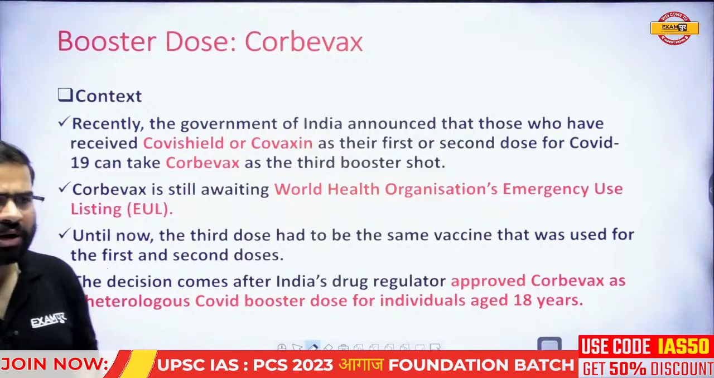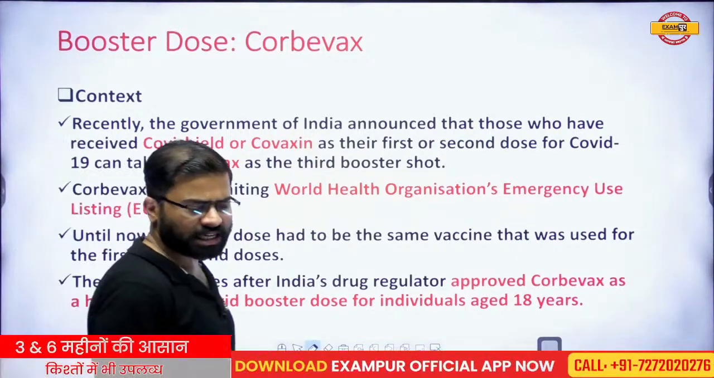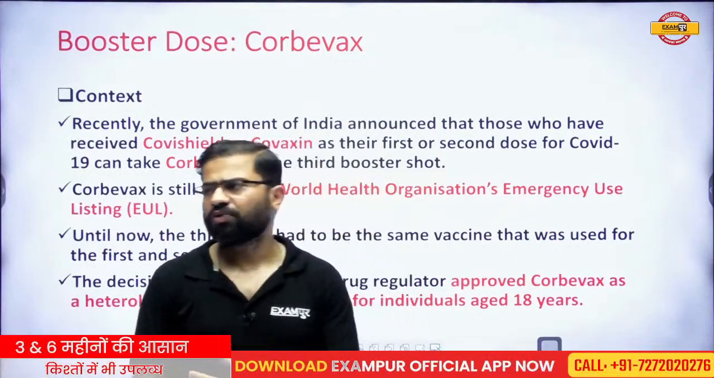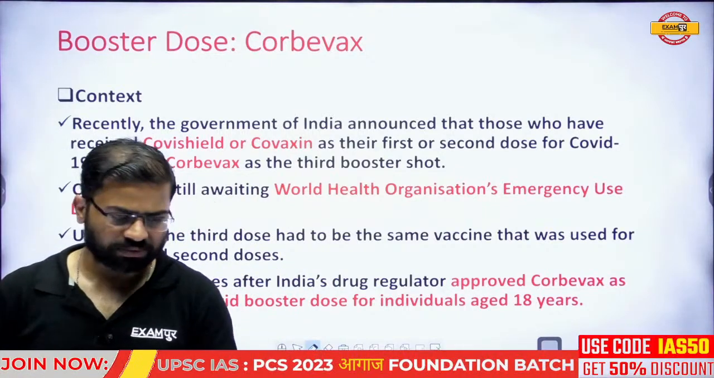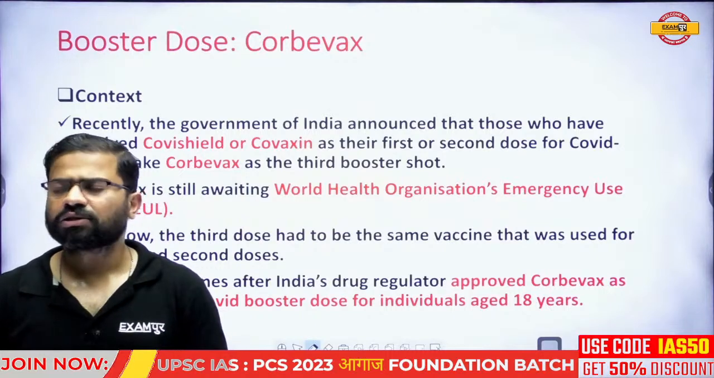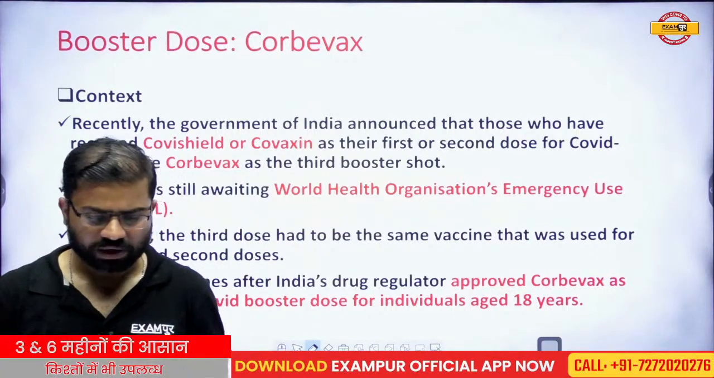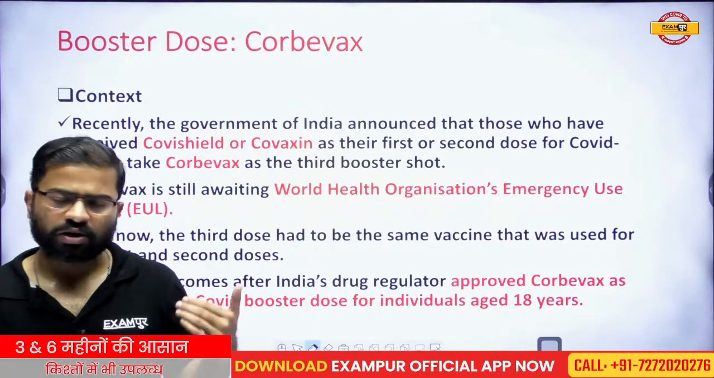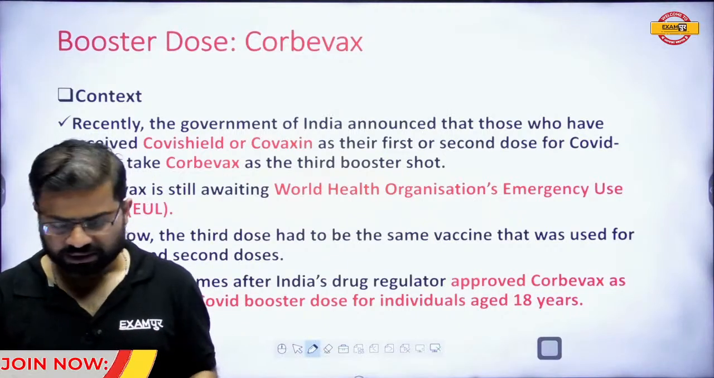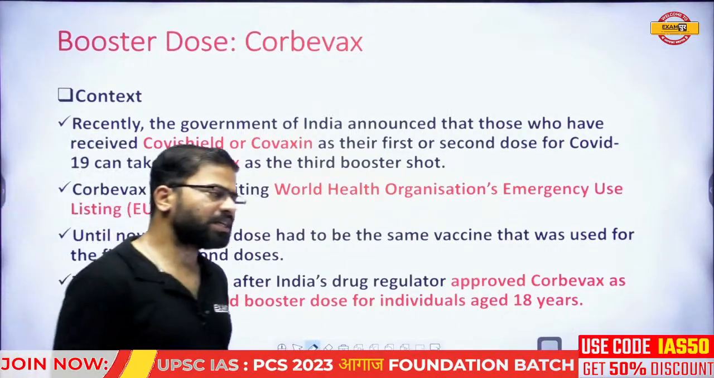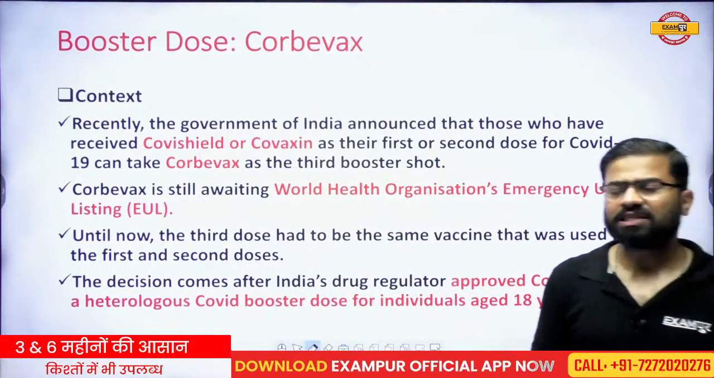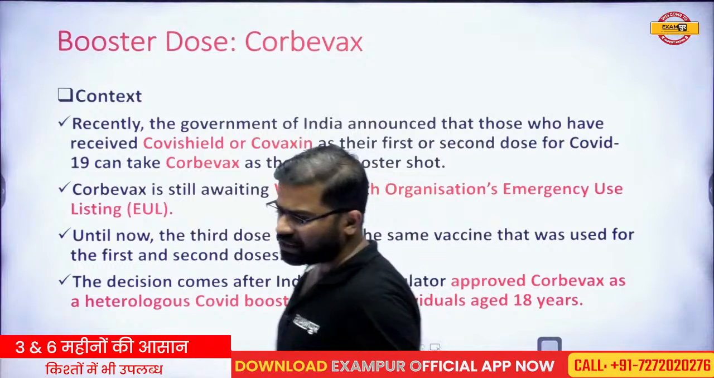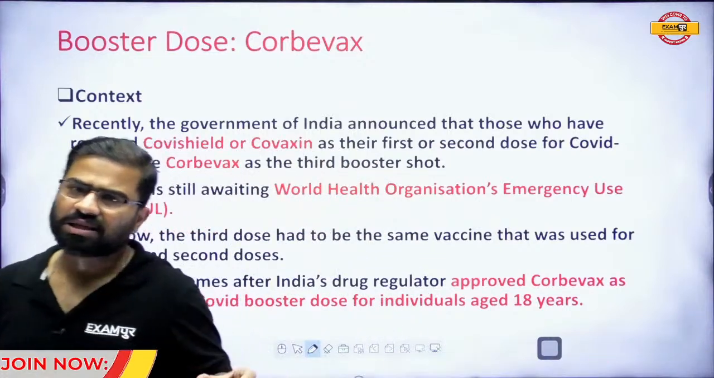Actually, what generally happens is that if you have taken 2 doses of Covaxin or 2 doses of Covishield, the 3rd dose will be of the same vaccine. That means if you have taken 2 doses of Covaxin, the 3rd dose will be of Covaxin itself. Or if you have gone for 2 doses of Covishield, you take Covishield as the 3rd dose. But the government or Indian Council of Medical Research has recognized that if you take another vaccine as a booster dose, then our immune system will be a little bit stronger.